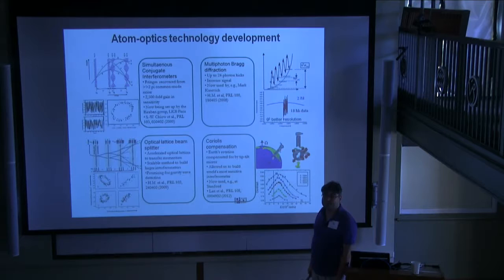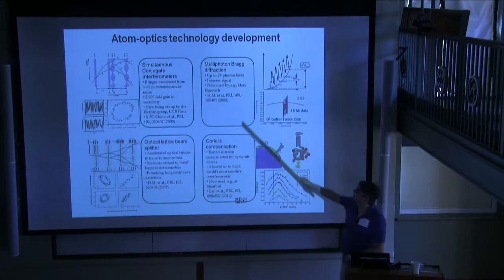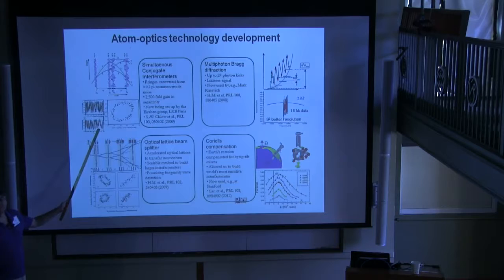This is actual data showing kicking the atoms with 18 photons rather than two. And you don't need to be a chi-squared expert to see how much the resolution has gone up. The method is called multiphoton Bragg diffraction and dates back to 2008. With very high precision comes very high sensitivity to vibrations, to the point where you can no longer see the fringes, but they get all messed up thanks to vibrational noise.